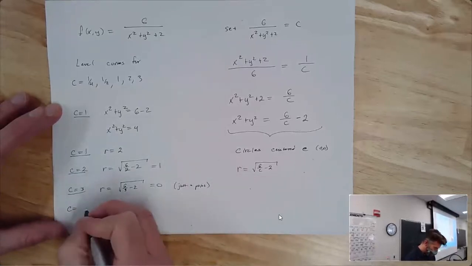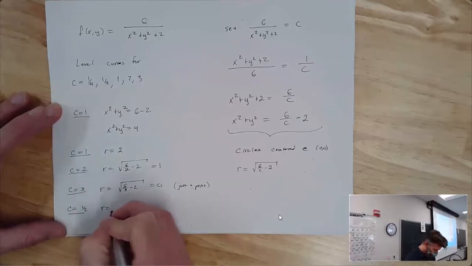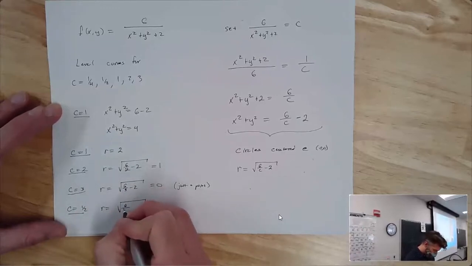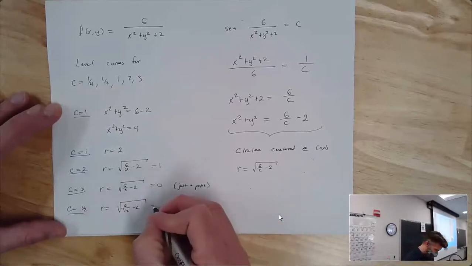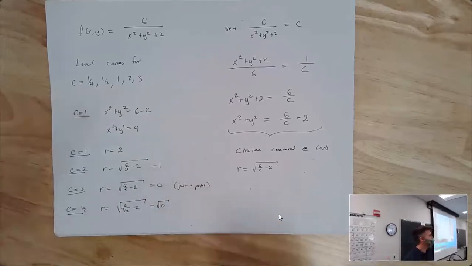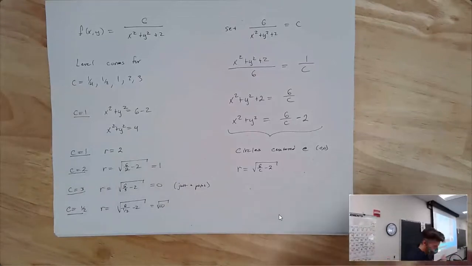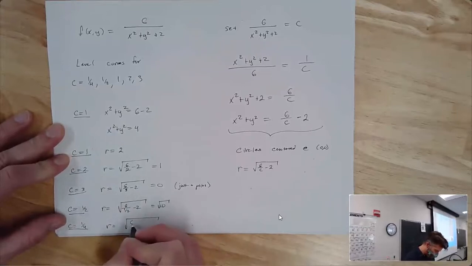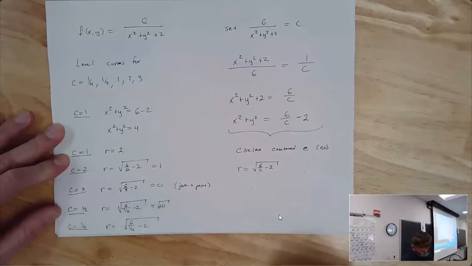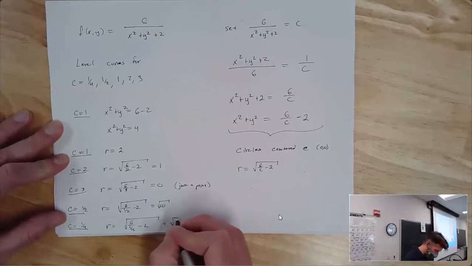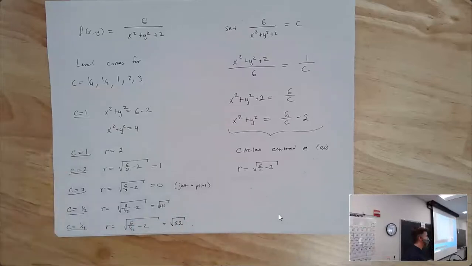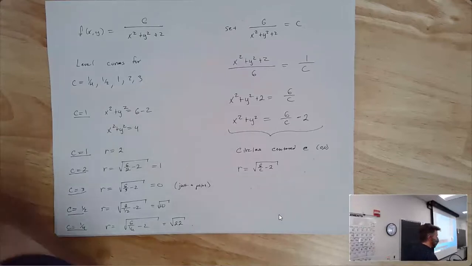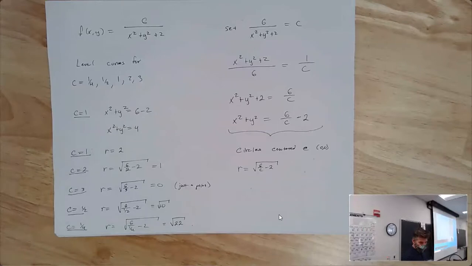If my C value is 1/2, my radius is going to be 6 divided by 1/2 minus 2, which is 12 minus 2, which is the square root of 10, which I know is bigger than 3 and less than 4. And finally, for C equal to 1/4, the radius is the square root of 6 over 1/4 minus 2. 6 times 4 is 24, minus 2 is 22. So it's the square root of 22, which is between 4 and 5, right? When I'm thinking about these radii, I'm just trying to get a vague idea of what integer numbers they're between. Yeah, so then we should graph the level curves.